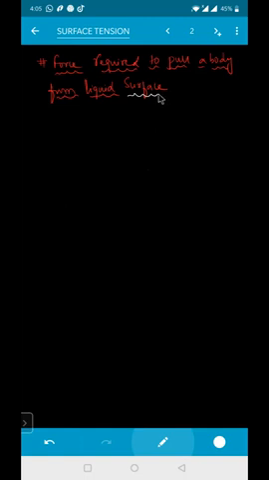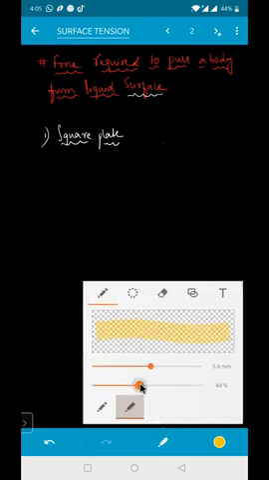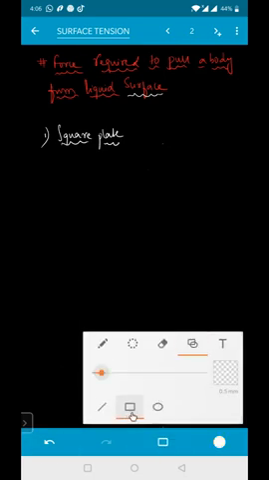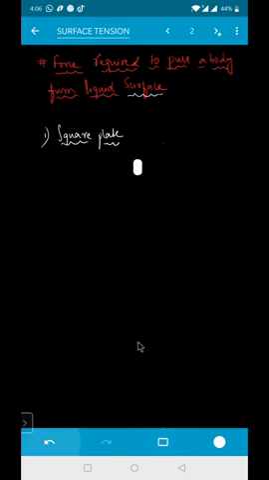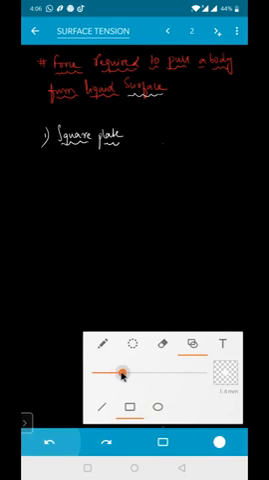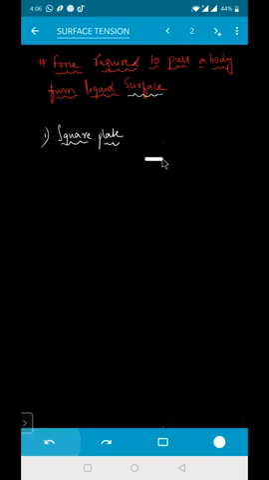Now we are talking about how much force is required to bring such types of bodies upward. So let us talk about the first one. For example, a square plate. I am keeping the square plate on the surface of water. This is your square plate.